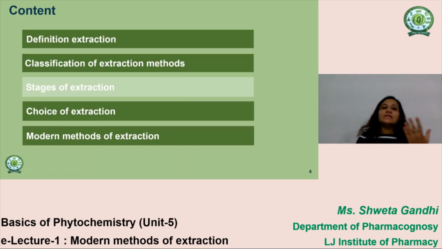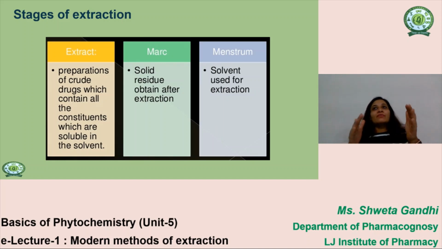Now, what are the stages of extraction? Whenever we do extraction, the main three things we have to learn are extract, marc and menstruum. What is the extract? Extract is the preparation of crude drug with all the constituents which are soluble in the solvent and can be separated out. So the extract is the preparation of crude drug with all the soluble constituents. Then what is the marc?